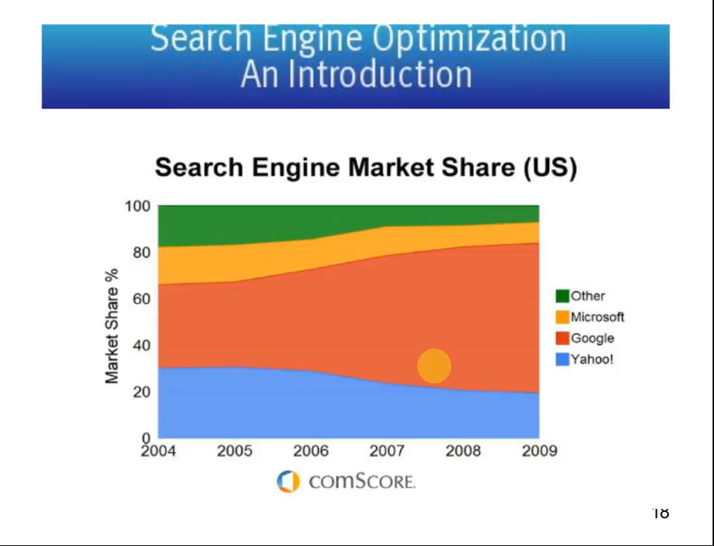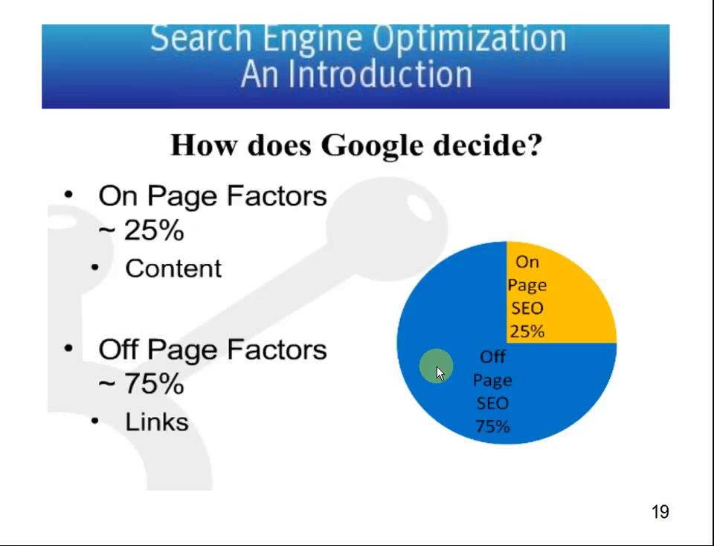So there are various ways search engine optimization can be done. The search engine decides the factors. There is on-page optimization, approximately 25% in content, and off-page optimization, approximately 70% is content.